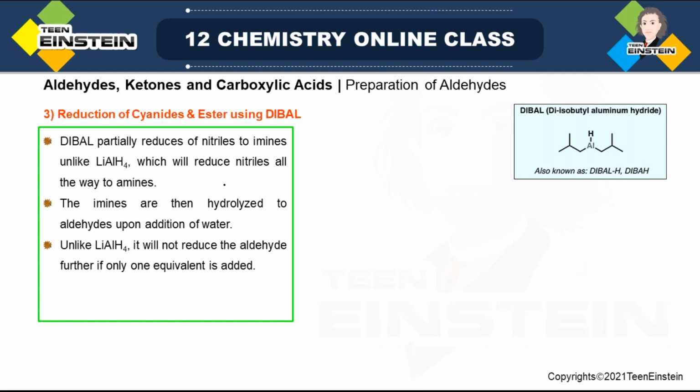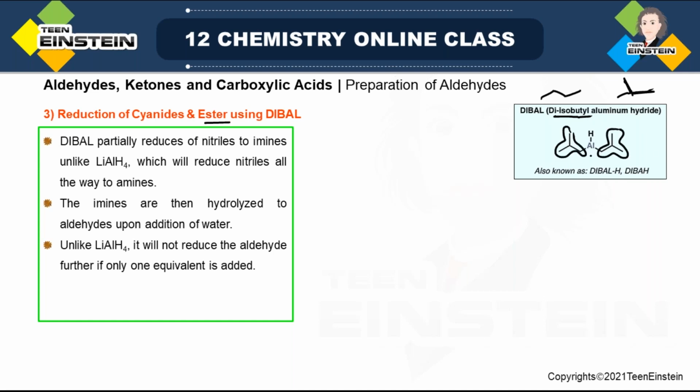Number 3 method, reduction of cyanide and also reduction of ester using a reagent which is known as DIBAL. The full name of this molecule is diisobutyl aluminium hydride. Look at this molecule, isobutyl. First you have to understand what is the structure of isobutyl. Butyl means simple linear chain of 4 carbon. But when we are saying isobutyl, the structure will be like this. This is also 4 carbon because there is a methyl branching. So this is one isobutyl, this is another isobutyl.